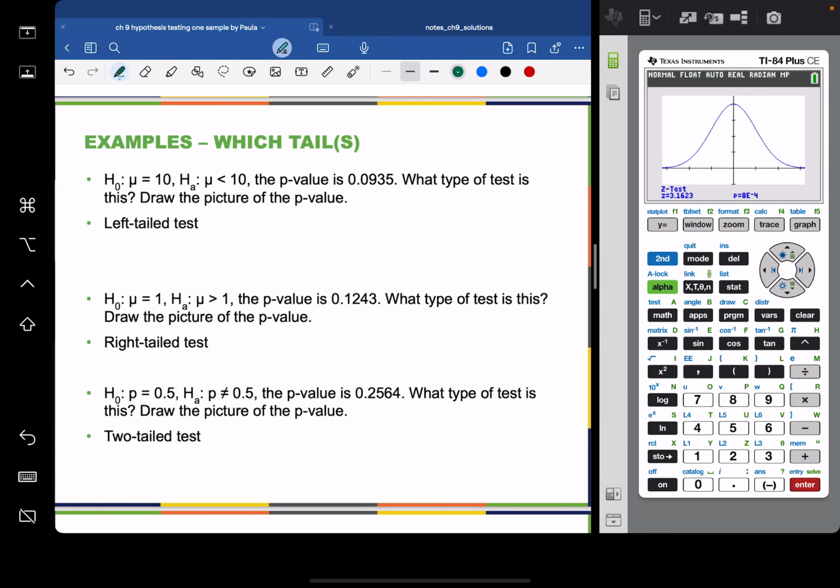And finally, this is just a reminder that if we have an alternate hypothesis that looks like this, we have a left-tailed test. This would be a right-tailed test, and this would be a two-tailed test.